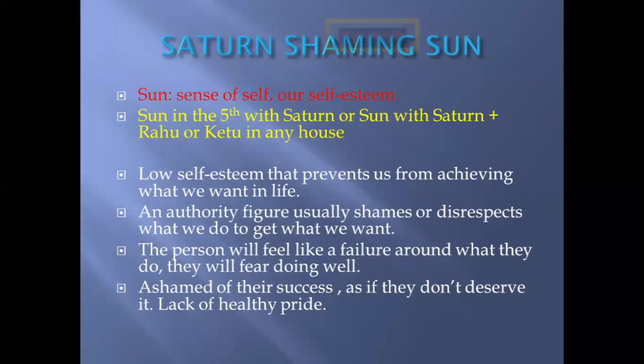Now, what happens when Saturn is shaming the Sun? So the Sun is our sense of self and our self-esteem. This happens when the Sun is in the 5th with Saturn, or when the Sun is with Saturn plus Rahu or Ketu in any house. Okay, so this will bring about low self-esteem that prevents us from achieving what we want in life. So Saturn will be very critical of the Sun, so that will prevent us from doing what we want to do in life.